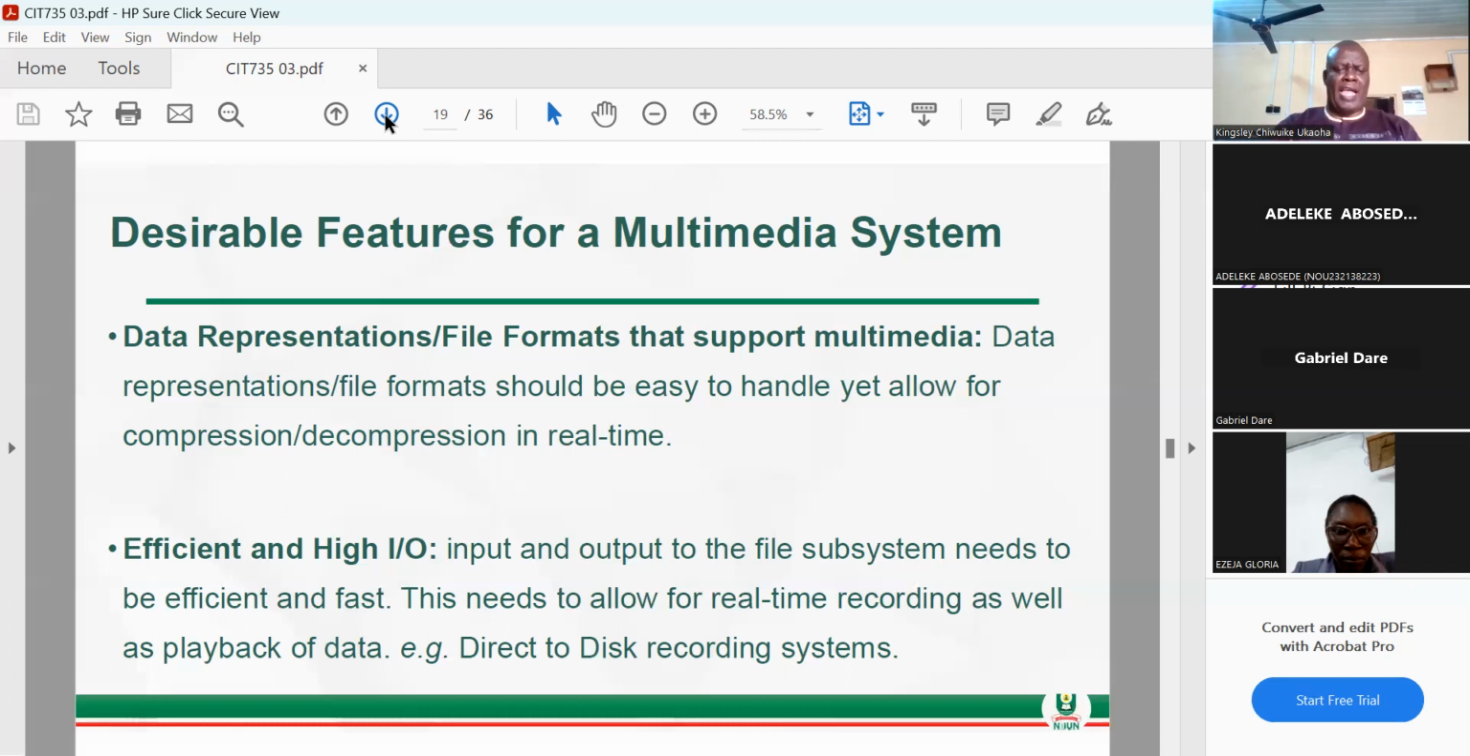So efficient and high input output. Input output to the file system needs to be efficient and fast. Input now, my audio, what I'm saying is input.